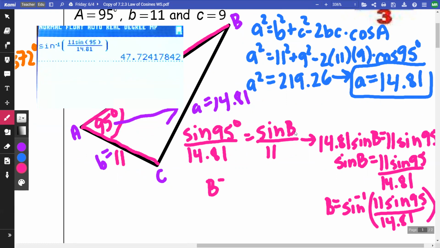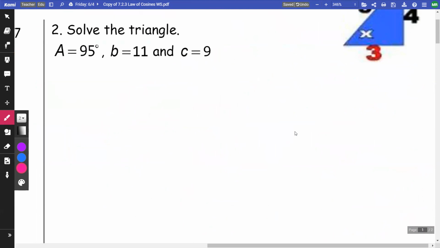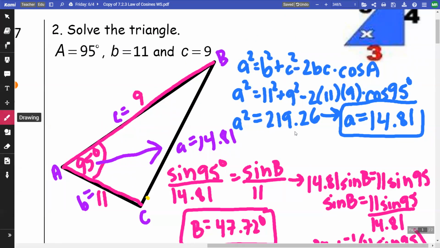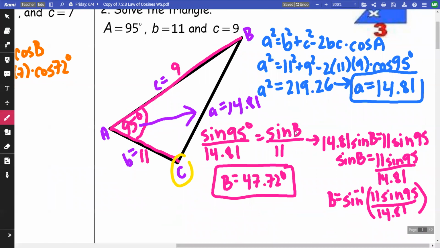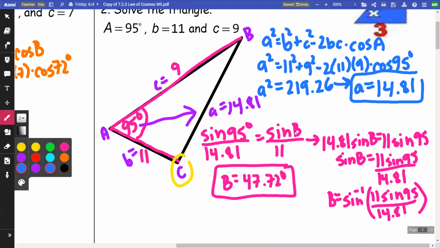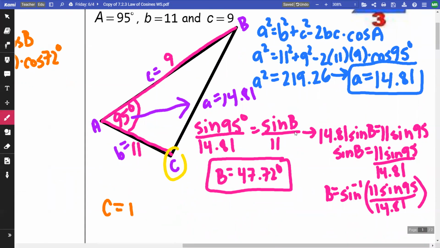So I know angle B is 47.72 degrees. So I found side A, I found angle B. Next thing I need to find is my angle C. Now, since I have two angles, I can just use the idea of a triangle having 180 degrees to do that. So I'll do this in orange. C is going to equal 180 minus 95 minus 47.72, and that's going to give me angle C.